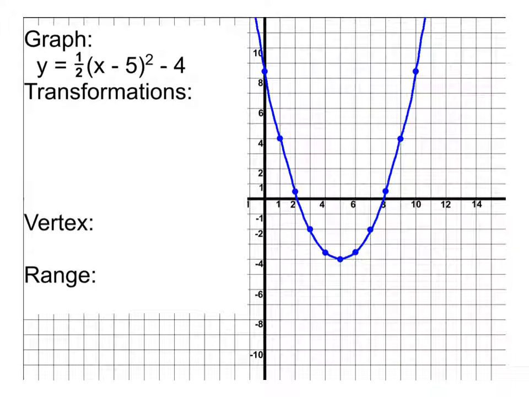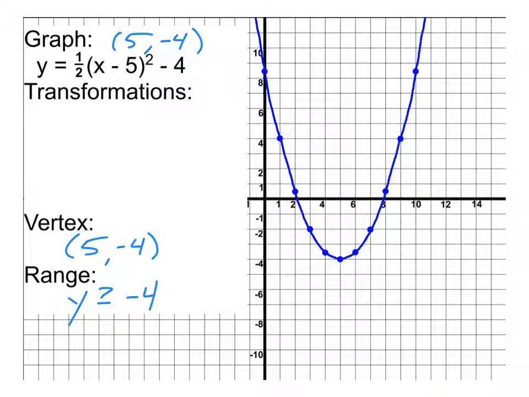Vertex. The vertex we can actually read out of our original equation because it's going to be at a positive 5 and a negative 4. Or you could look over here at your graph and you can spot it out of there. And so what is our range going to be then? Remember, range is always dealing with y, right? What's my starting y value? Negative 4. And then does it go up or down from there? Up. Hence greater than or equal to. And remember, that's how we build our range.